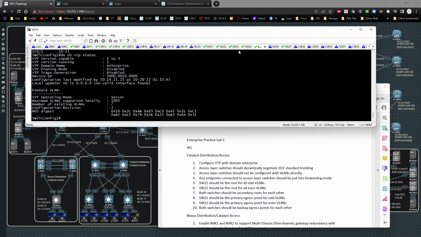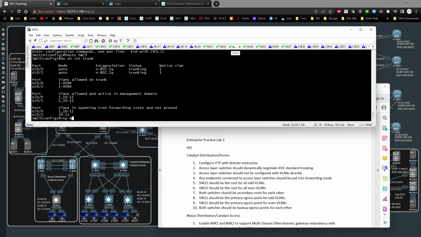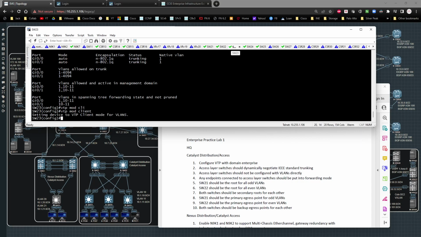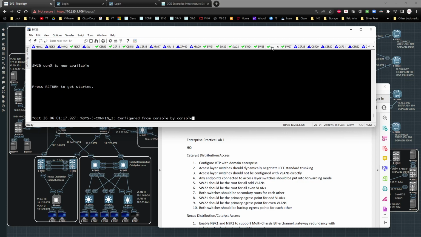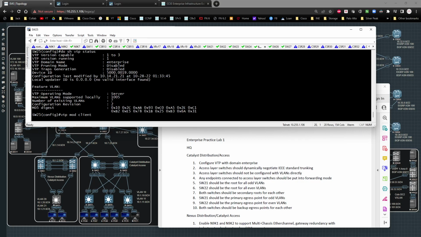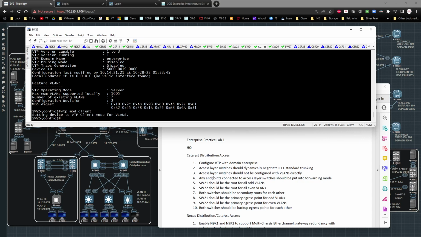On 23, 24, and 25, I'm going to type in here VTP mode client. Simple as that. I'm going to copy this command out and paste it into 24 and 25 respectively, just so that's a one-liner, right? There we go. Any endpoints connected to access layer switches should be put into forwarding mode. So what does that mean? It's going to be repetitive config again. It's going to be gig 0/2 and gig 0/3.